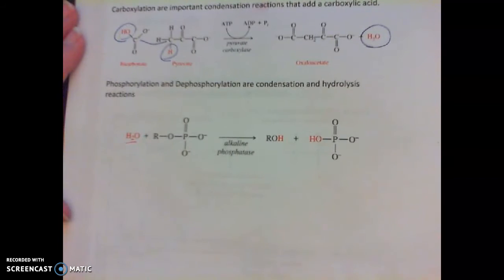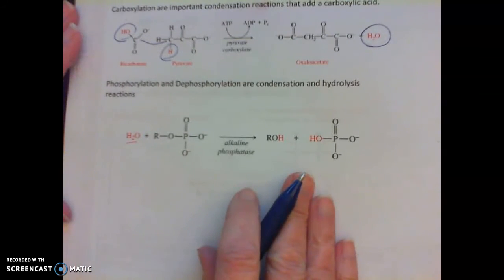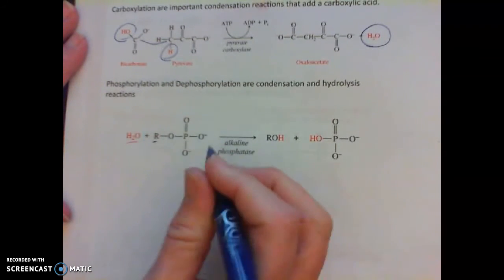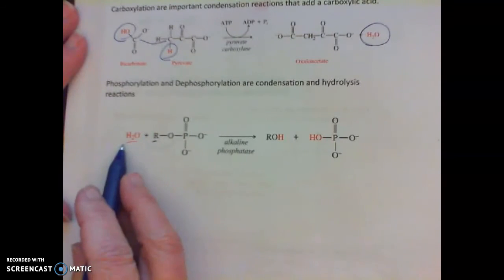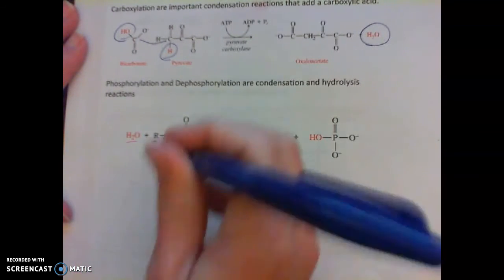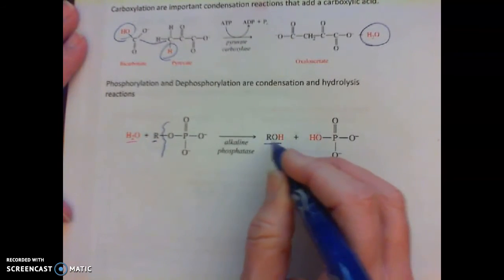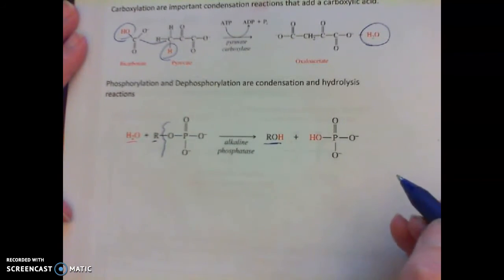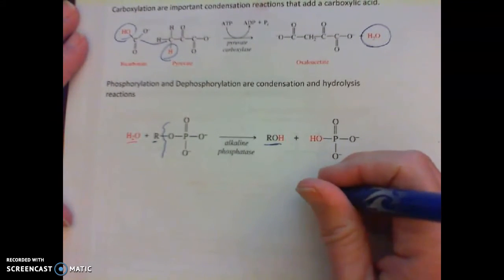Dephosphorylation and phosphorylation are condensation and hydrolysis reactions. This demonstrates the hydrolysis. We have a large R group that has this phosphate group on it. This might be a DNA molecule, it might be a protein. Water comes in and it breaks this bond right here, and we get our large molecule without the phosphate group on one side and the phosphate group by itself. Okay, so that's hydrolysis.